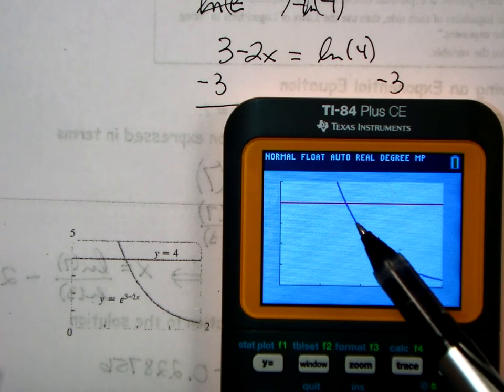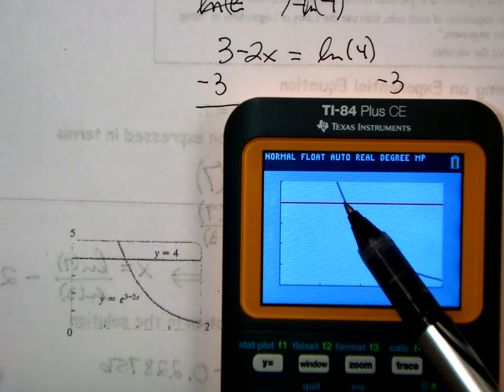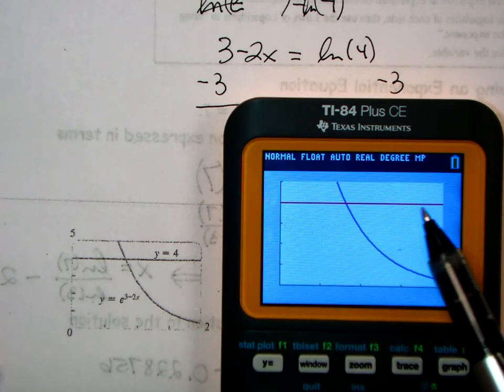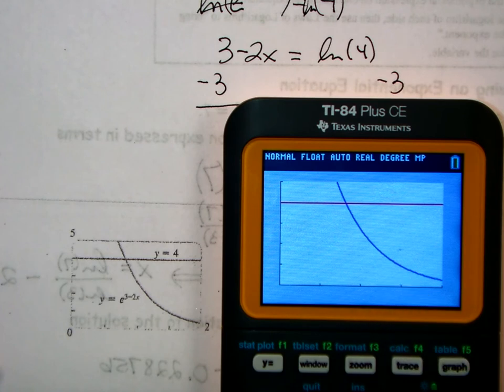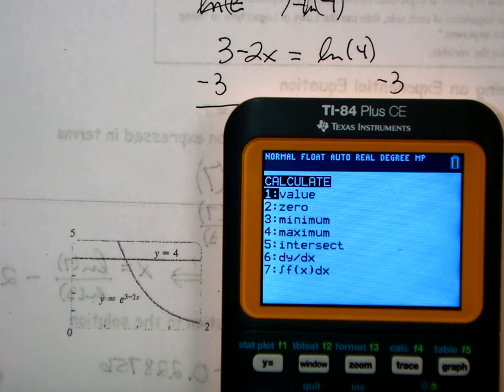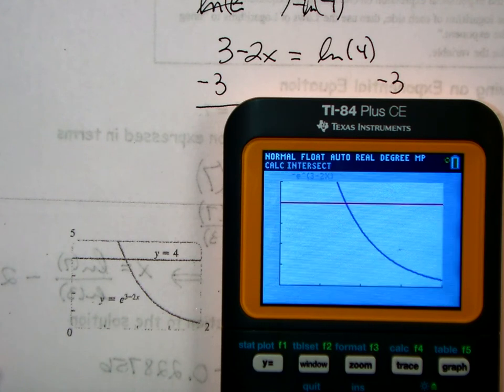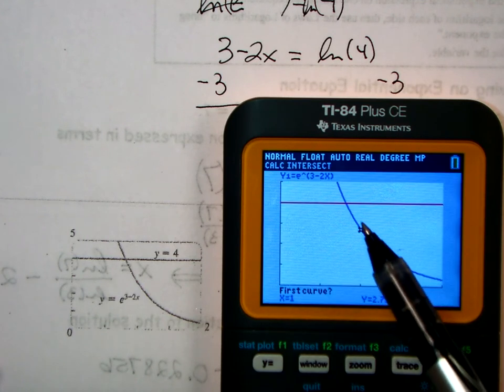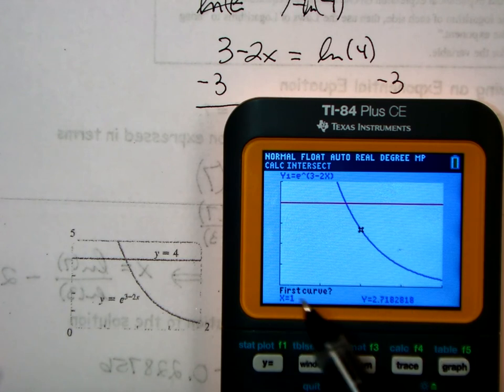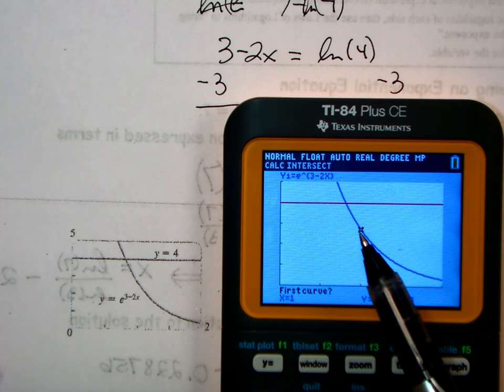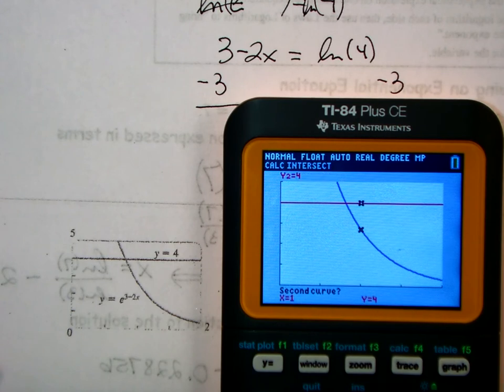So graphically, what we can do to solve this equation is we can find the intersection. Where does the 4 line intersect our e line? So calc is above trace, and we want to calculate the intersection. And then we only have 2 curves, and so when you calculate the intersection, it asks for the first curve. Anywhere on y sub 1 is fine. Okay, and then when you hit enter, it's going to ask for the second curve. Anywhere on y2 is fine.